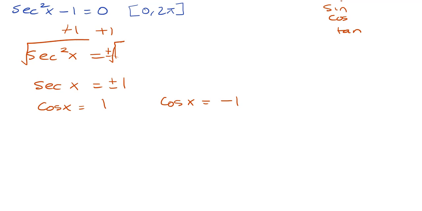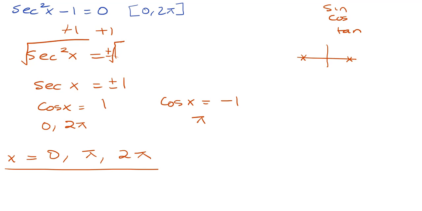So we're going to pay attention to the interval. The interval is from 0 to 2 pi. So just remember this about cosine. Cosine is going to be 1 right here and negative 1 right here. So cosine x equal to 1, that's going to be 0 and 2 pi. Cosine x equal to negative 1, that is going to be pi. So the values that satisfy this equation in the given interval are x equal to 0, pi, and then 2 pi.